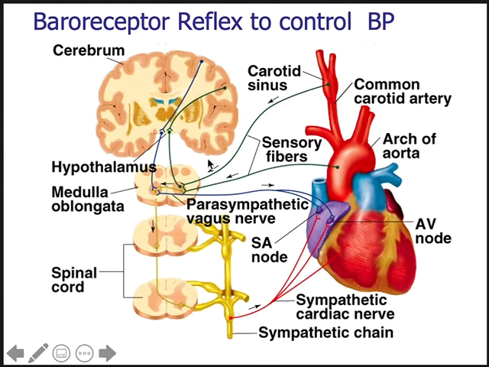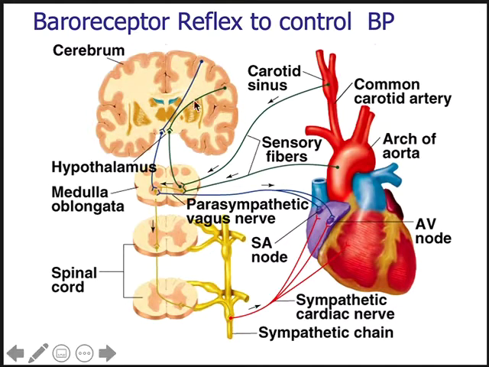Okay, so you have a normal rate of action potentials, which is how you know that you have a normal blood pressure. And when blood pressure increases, you will fire more quickly. You'll have a faster rate of action potentials, and that's going to signal the medulla oblongata that blood pressure is too high and we need to get it back into normal range.